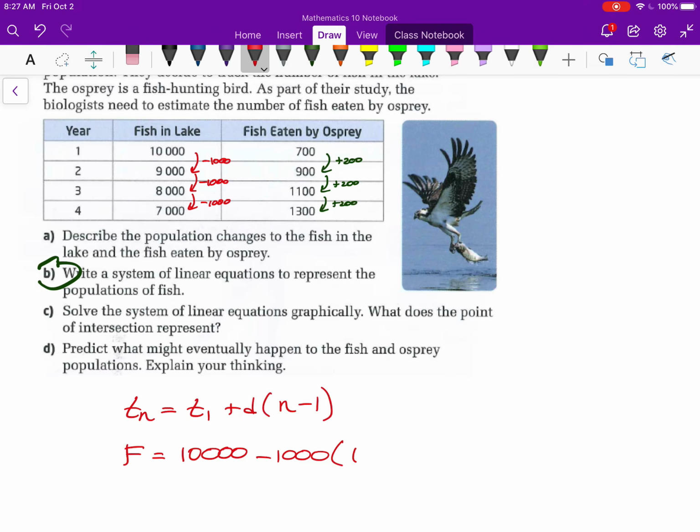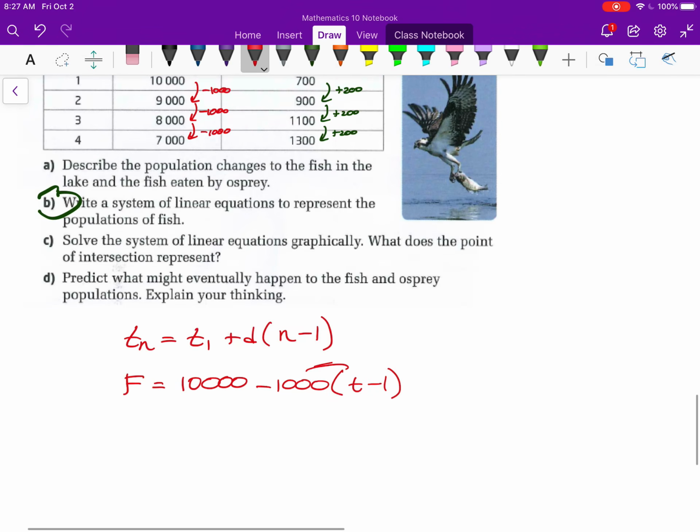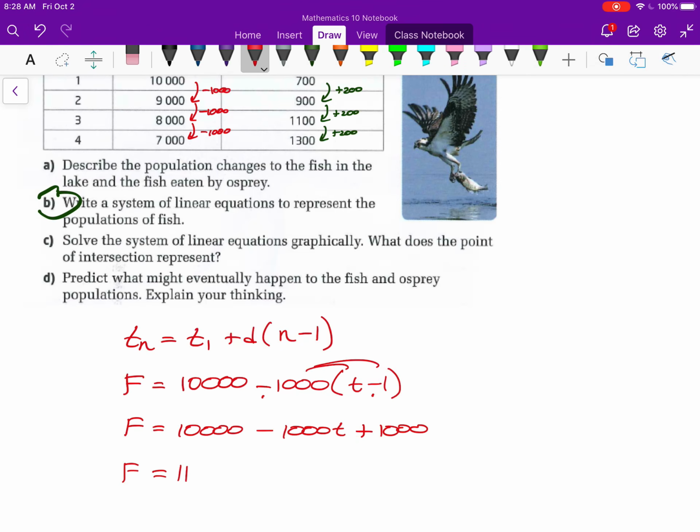Times n minus 1, I'll put t minus 1, where I want t to stand for the year, time. And then if I clean this up, distribute the 1,000, I get 10,000 minus 1,000 t plus 1,000, right? A negative times a negative is a positive. And combining like terms, I get 11,000 minus 1,000 t.